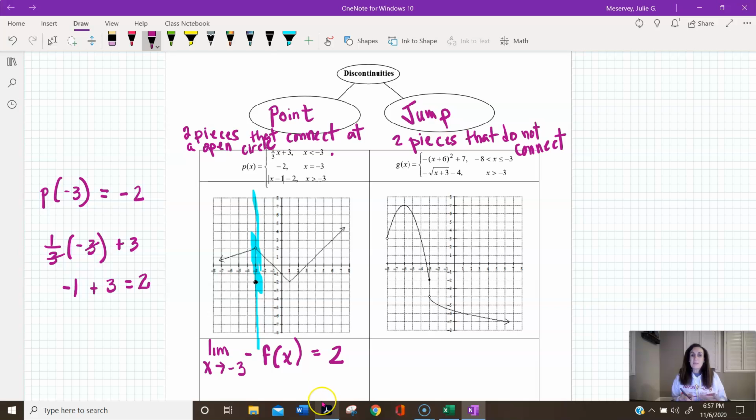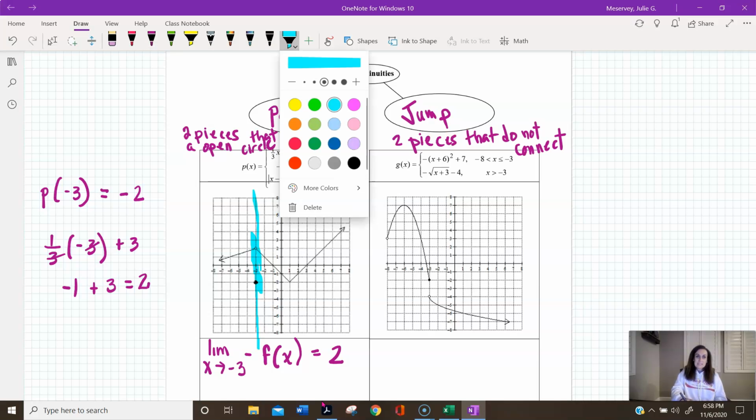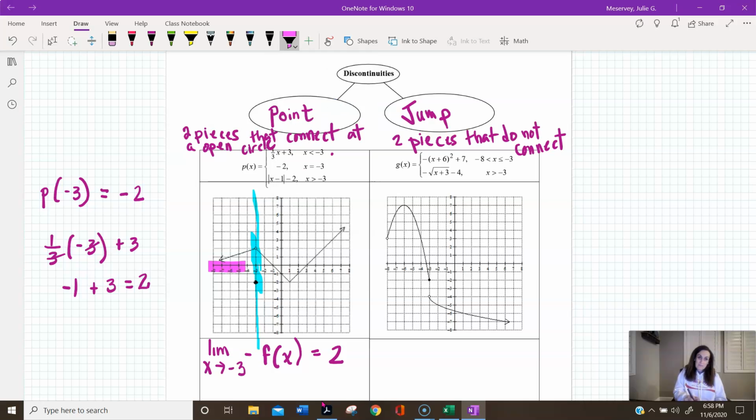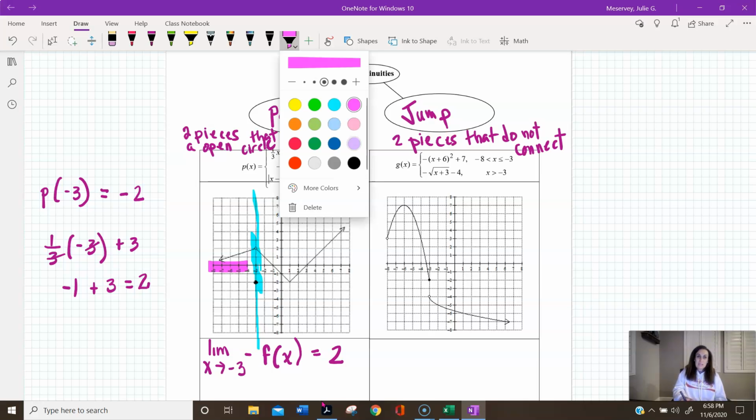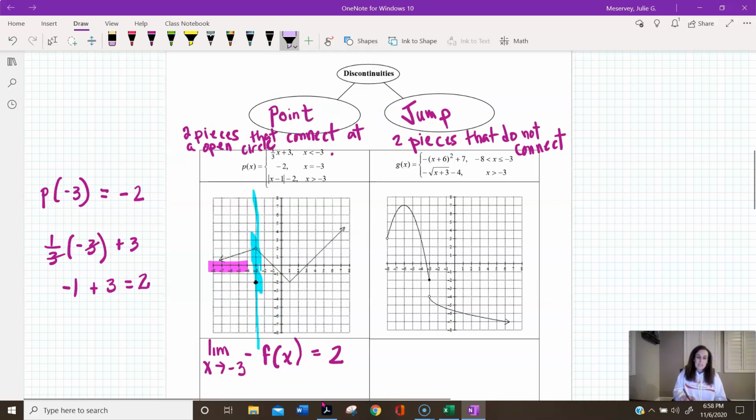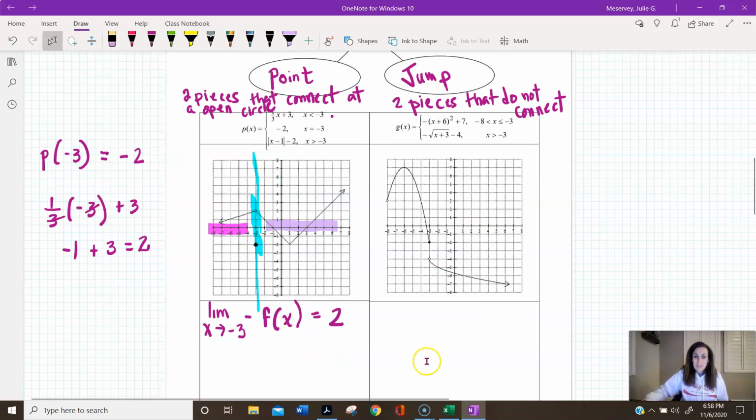Now let's talk about the limit as I approach x equals -3 from the right-hand side. So looking at, let me grab a highlighter. So this is coming in to -3 from the left-hand side. Now I'm going to come into -3 from the right-hand side over here. So here I am, coming into -3, and you can see as I'm coming closer and closer to x equals -3, y is getting closer and closer to 2 again.